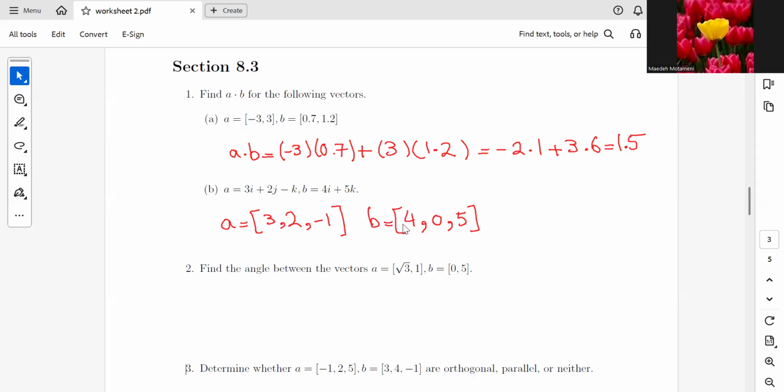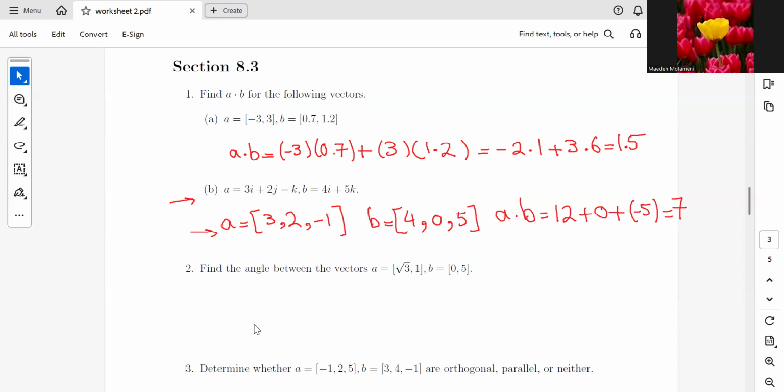Based on these two, either you like to write it in this way or this way. A times B, or A dot B, would be 3 multiplied by 4, which is 12, plus 2 multiplied by 0, which is 0, and -1 times 5, which is -5. So you would have 7 as the result.